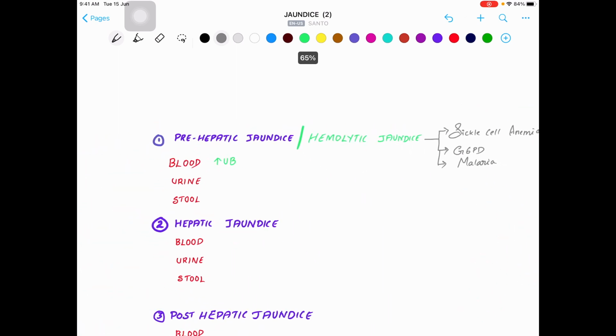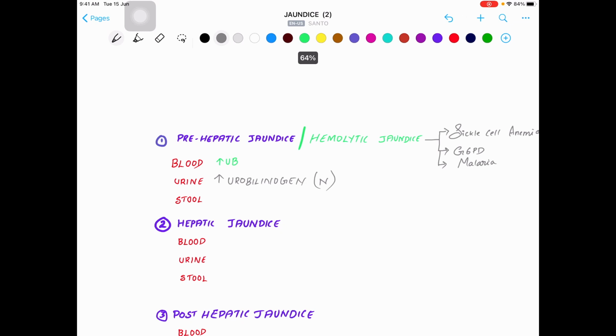So we had seen what happens to blood in case of prehepatic jaundice. Unconjugated bilirubin increases. What happens to urine? Here, the urobilinogen will be increased. But the color of urine will be normal. Why? Because urobilinogen is not the substance which gives color to urine.